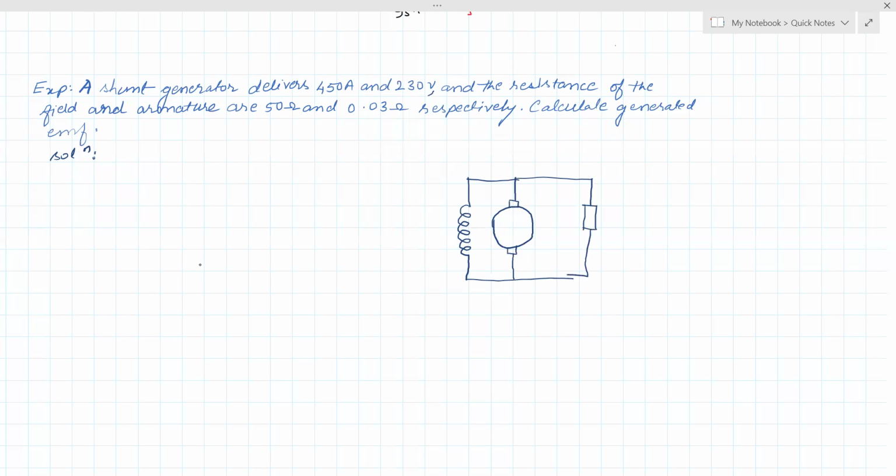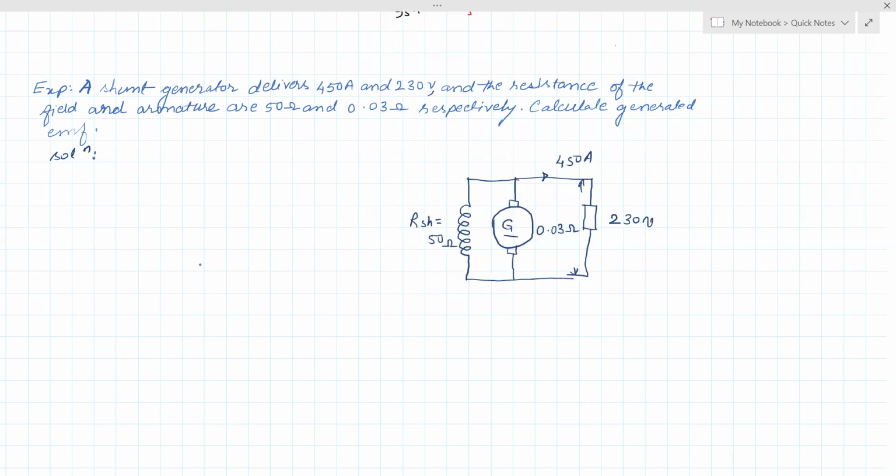Now, what parameters are given? This is a DC shunt generator. So the shunt field winding resistance RSH is equal to 50 ohm. The shunt field winding resistance is always greater because it is connected in parallel with the generated EMF. Armature resistance is very small, a lower resistance, whereas the terminal voltage is 230 volt, and it is delivering a load current of 450 ampere.